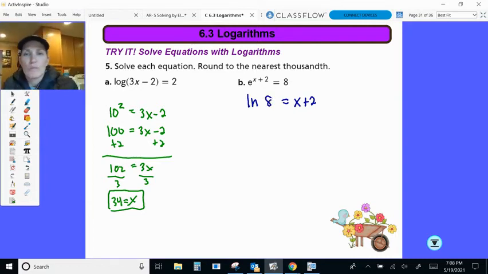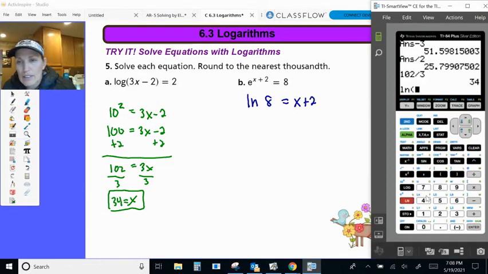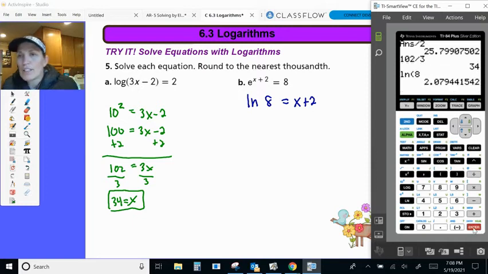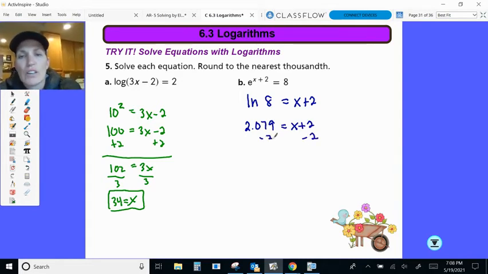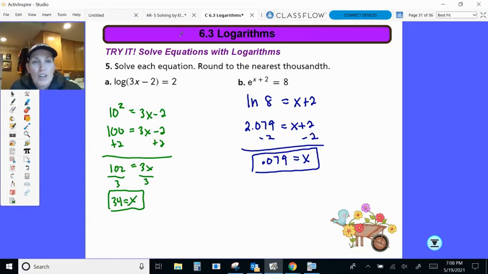Okay, so my natural log of 8, I can actually calculate. You have 2.079. So 2.079 equals x plus 2. Okay, then I'll subtract 2. So I'll end up with 0.079 equals my value of x. And there you go. Okay, so again, we have a logarithm where we need to actually solve for x.